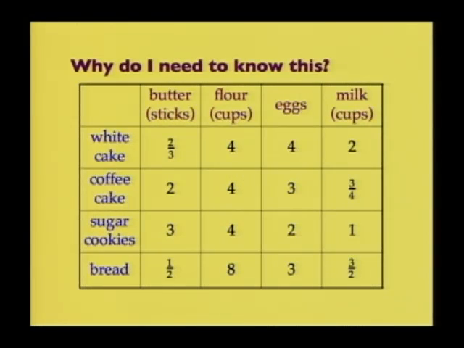Let's say that you're a restaurant manager, a chef, a kitchen manager, something like this, and you mass produce food. So you have actually learned exactly how much of each of these resources you need for several of the items on your menu. For white cake, you need 2 2/3 sticks of butter, 4 cups of flour, 4 eggs, and 2 cups of milk, for example. And the eggs, you probably don't use the yolks because it's white cake. See, I know cooking. Coffee cake, you have this mix of things. Sugar cookies, you have this mix of things. Bread, you have this mix of things.